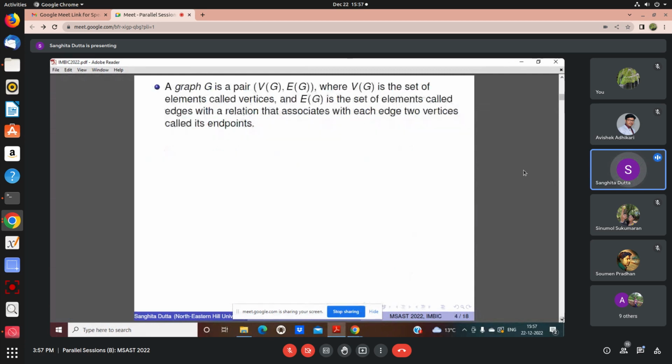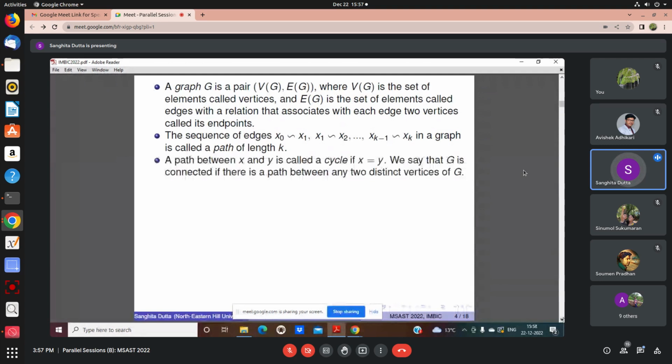A graph is a pair (V(G), E(G)), where V(G) is the set of elements called vertices and E(G) is the set of elements called edges, with a relation that associates with each edge two vertices called its endpoints. The sequence of edges x0x1, x1x2, ..., x(k-1)xk in a graph is called a path of length k. A path between x and y is called a cycle if x is equal to y.